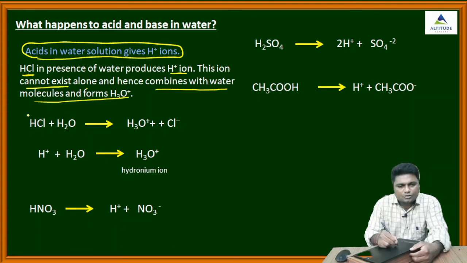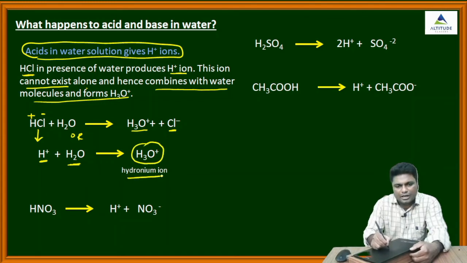So for example, this is the HCl and H2O. The acid gives H plus ion and Cl minus, and this H plus ion combines with the water molecule, H2O, to become H3O plus and Cl minus. Otherwise you can write it like this. So normally HCl gives H plus ion, that H plus ion combines with a water molecule, so this is H3O plus. This is called hydronium ion.